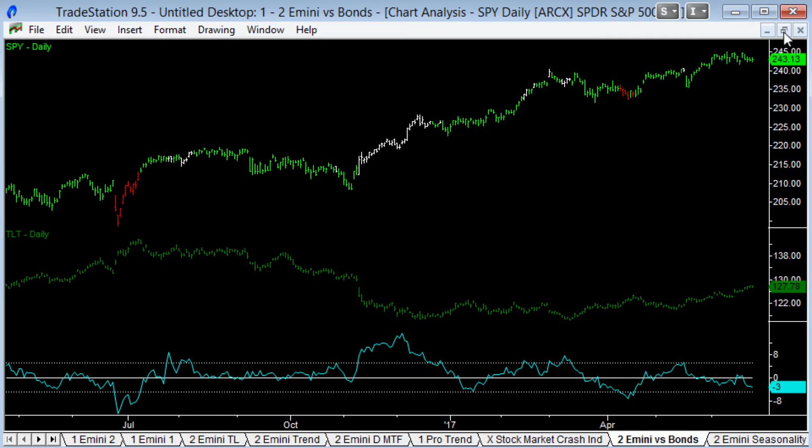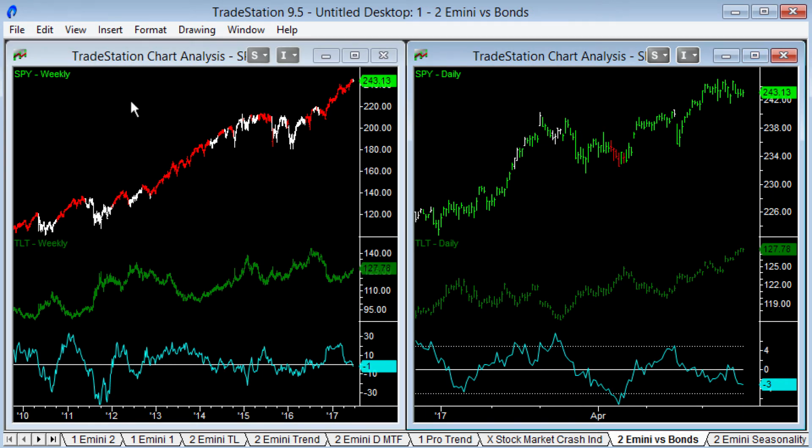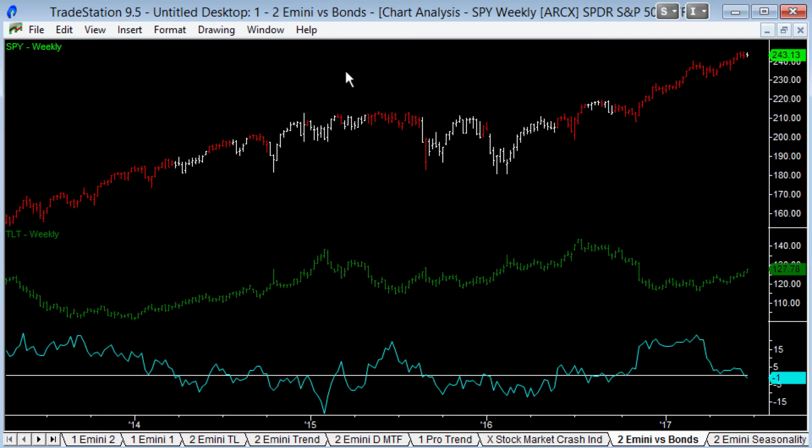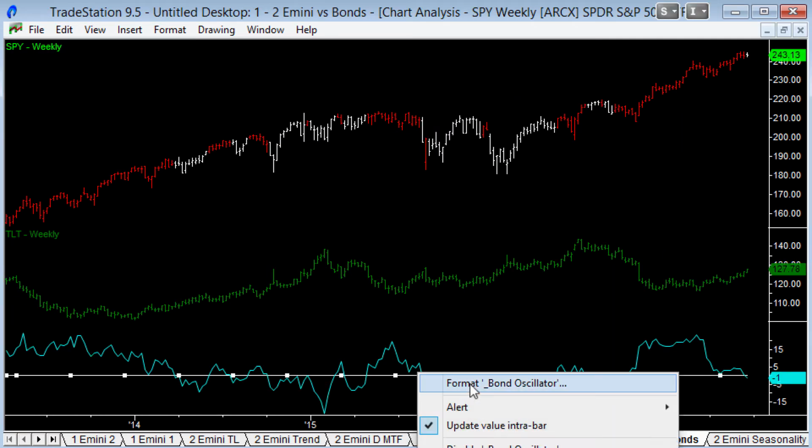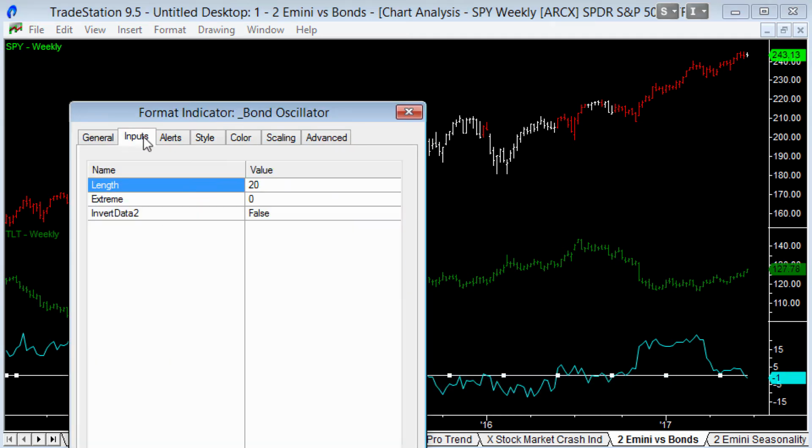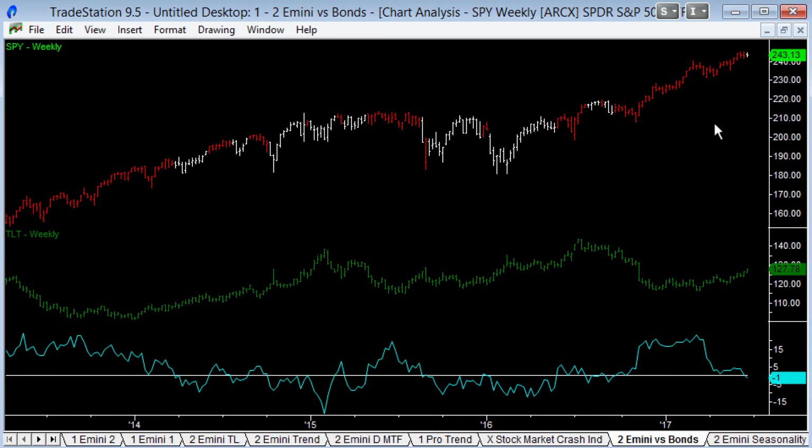The other way you can use this indicator, so that's on a daily chart, is you can use it on a weekly chart. And you can set it up like this. The settings for this indicator go like this. We've used a look back period of 20 weeks. The extreme value, instead of having a range, I just set it to 0. And then we have an opportunity to invert the TLT data, but I don't do that on this chart. So what we're looking at is the difference in momentum between the stock market and the bond market.